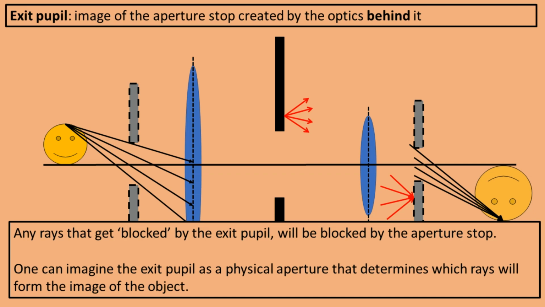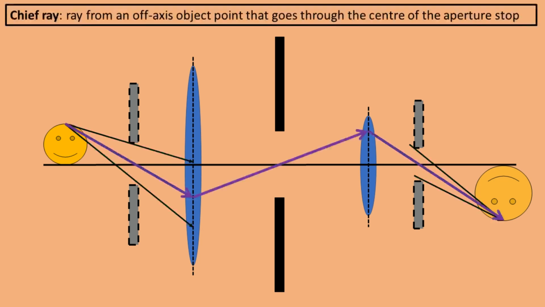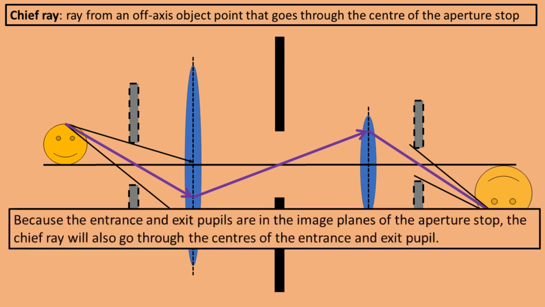Now let us see how we can efficiently describe the cones of rays that pass through the system. To this end, we'll define chief rays, which so to speak are the centers of the cones, and we'll define marginal rays, which more or less describe the edges of the cones. More precisely, a chief ray is a ray that starts from an off-axis object point and goes through the center of the aperture stop. Therefore, the chief ray will also go through the centers of the entrance and exit pupils.